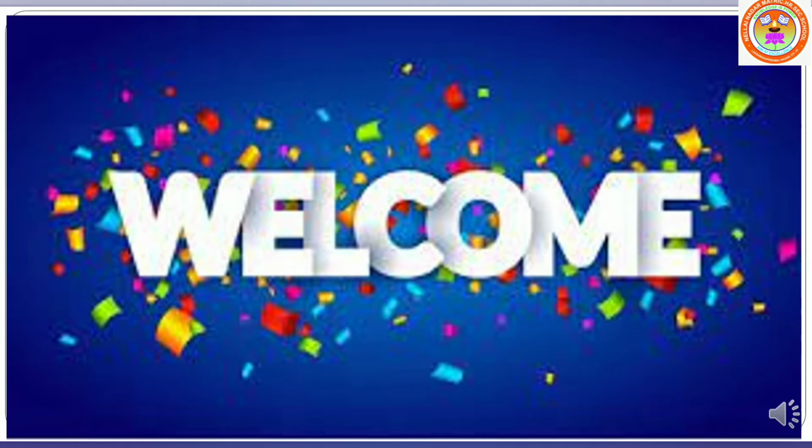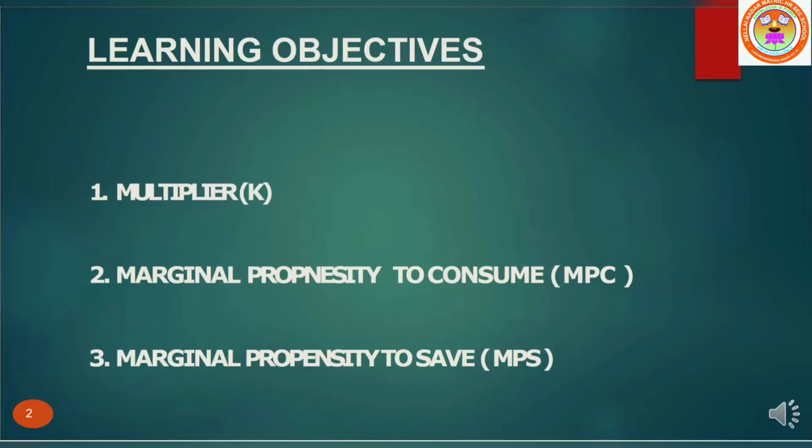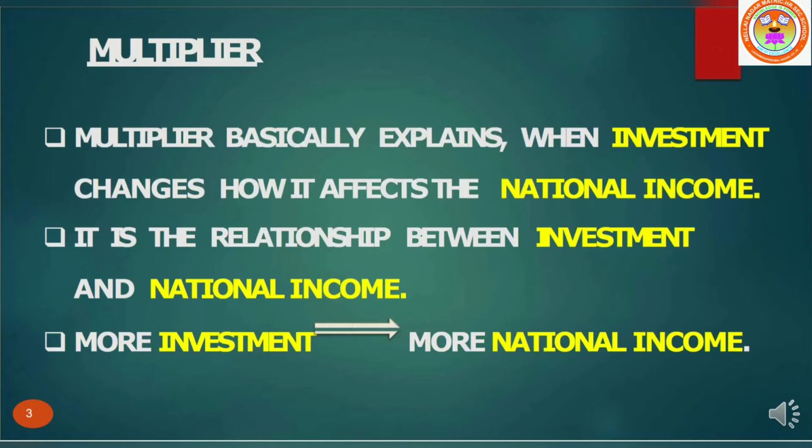Welcome students. Today we are going to study about multiplier. What are the learning objectives here? Multiplier represents as K, marginal propensity to consume, that is MPC. Marginal propensity to save, that is MPS. Multiplier. What is multiplier?